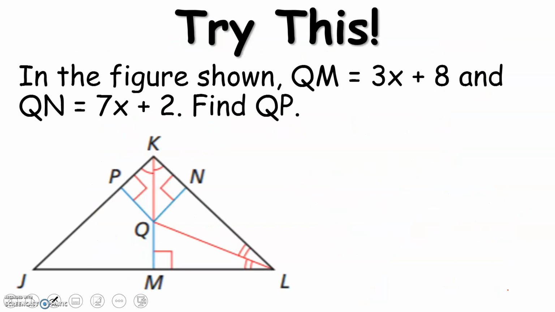All right, your turn. Go ahead and give it a try. In the figure shown, QM is 3x plus 8, and QN is 7x plus 2. Find QP.